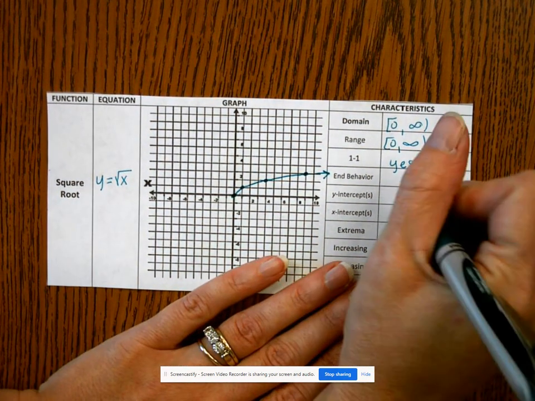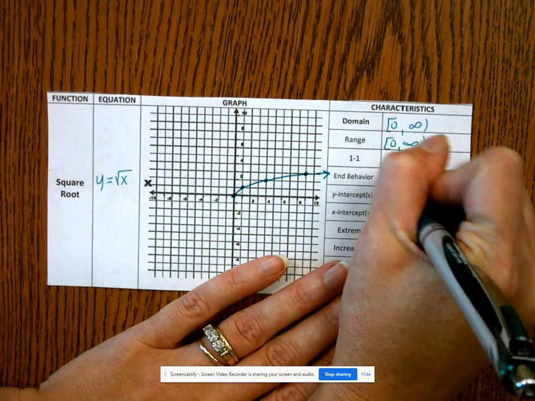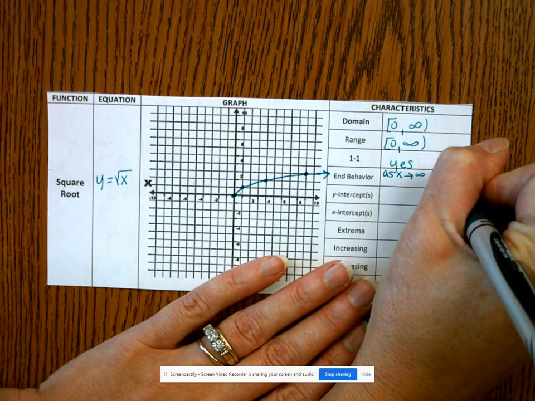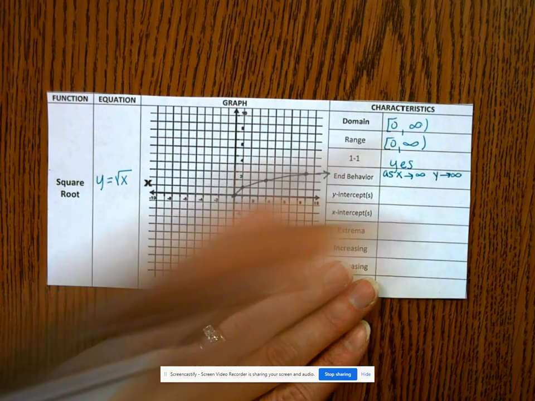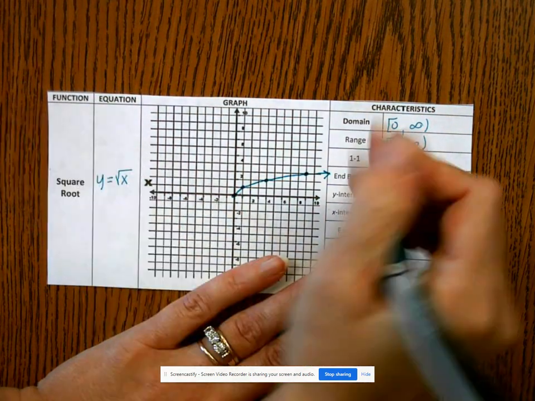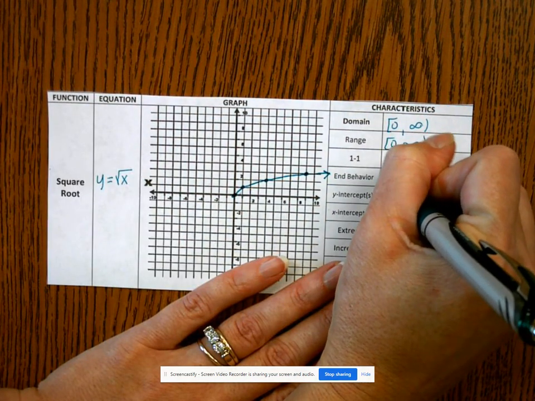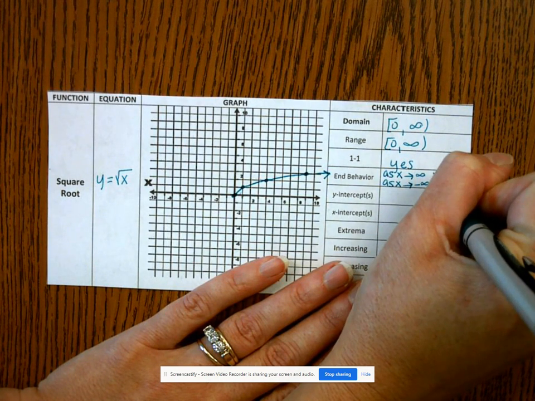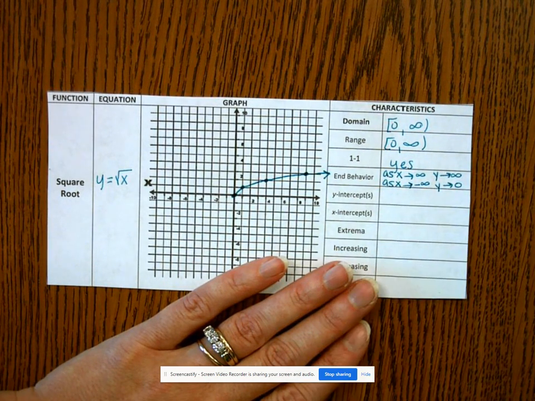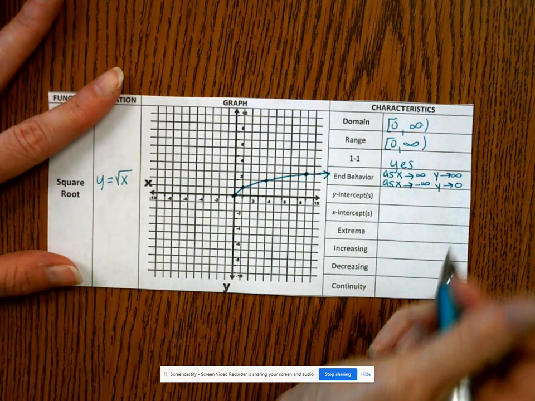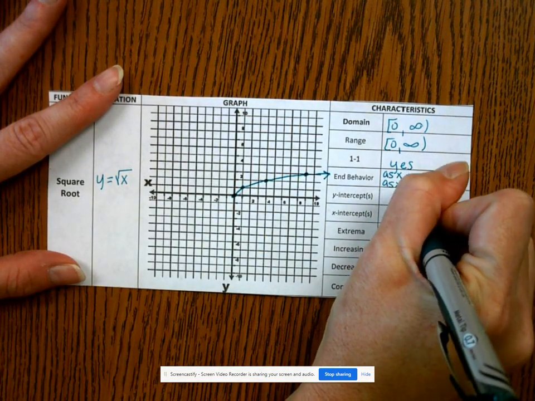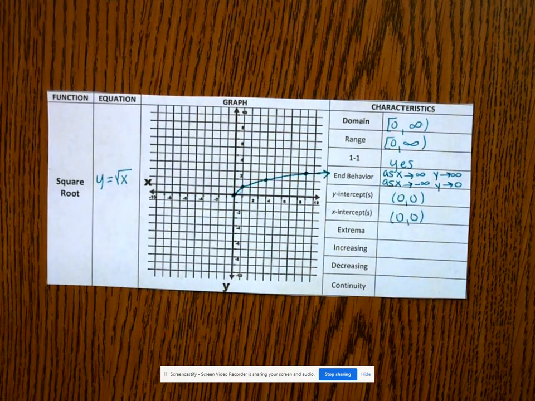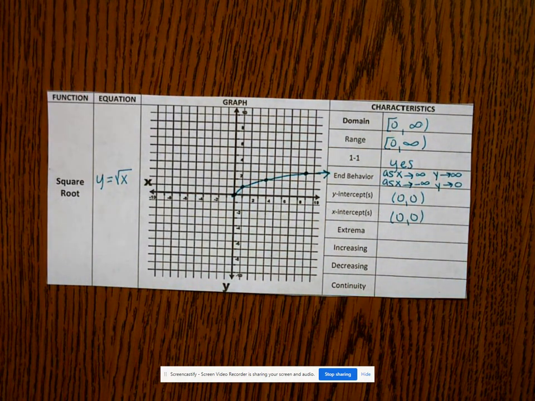All right, end behavior. As x approaches positive infinity, y is getting bigger, so going to infinity. As x approaches negative infinity, so as we move to the left, our graph is approaching 0. All right, so x and y intercepts. We have a point at the origin, and that's the only thing that falls on one of the axes, so both of those are 0, 0.